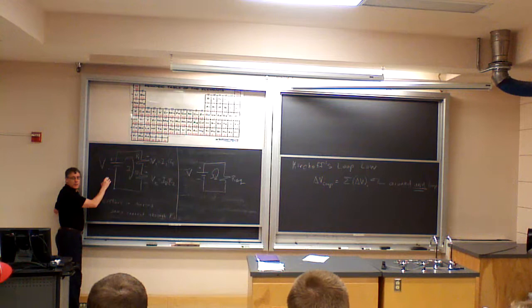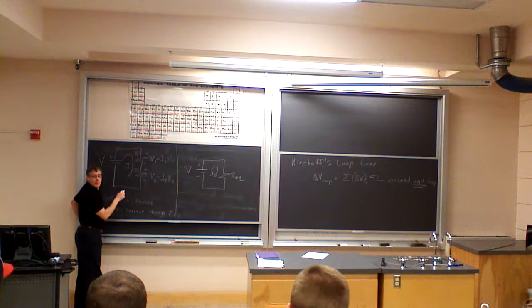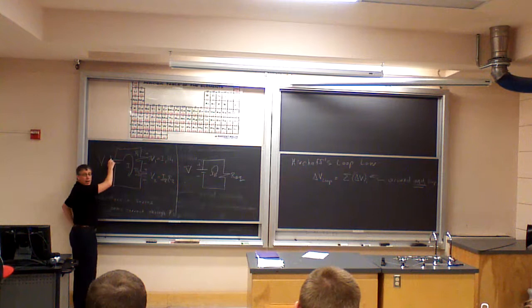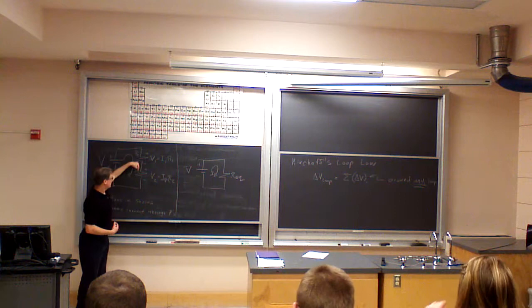Now, when the current goes through the resistors, we always mark the positive and negative on the resistors, with the current going in the positive side, coming out the negative on the resistors. So the current comes out of the positive side of the battery because it's generating electric energy. The resistors are consuming electric energy. So at that instance, the current is going in the positive, coming out the negative.